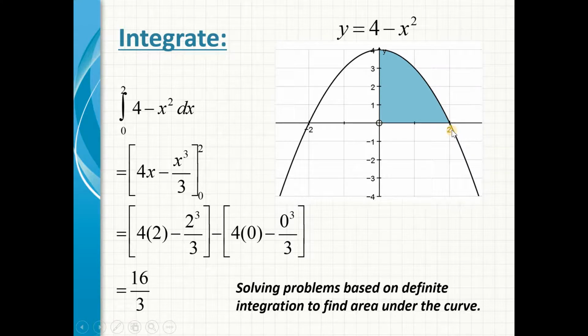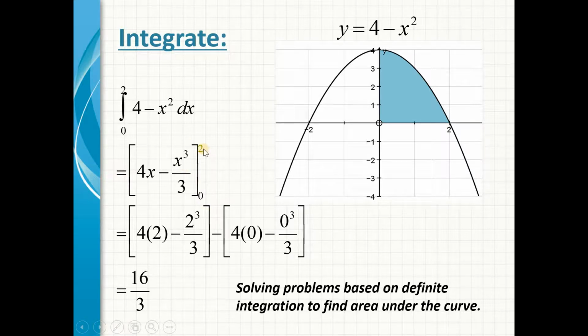Okay? Yes. First step, integration. Integrate 4 to get 4x. Integrate x power 2 to get x power 3 over 3. Add 1 to the power, divide by the new power. From what? From 0 to 2.